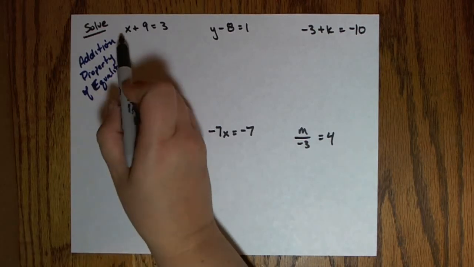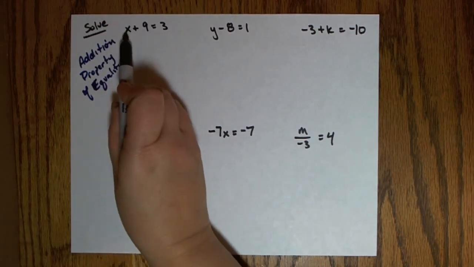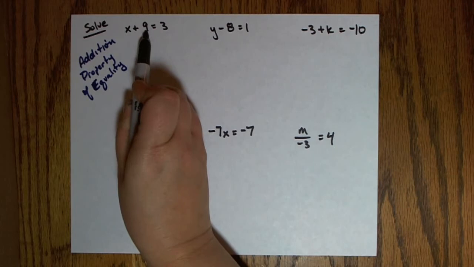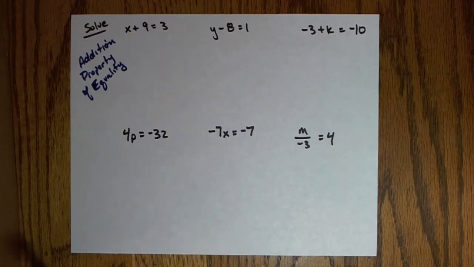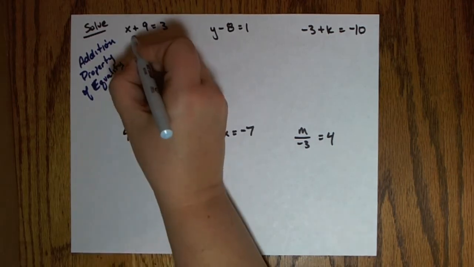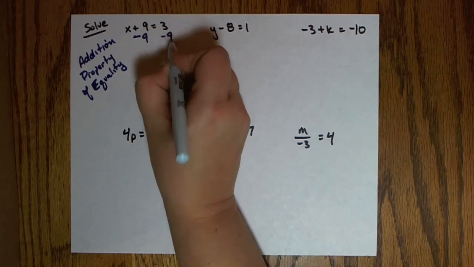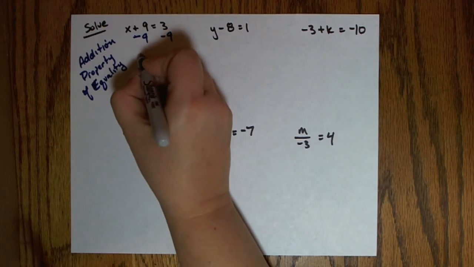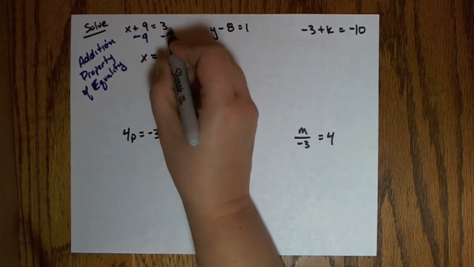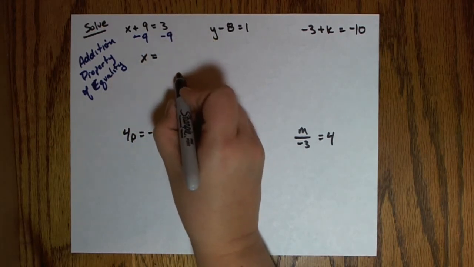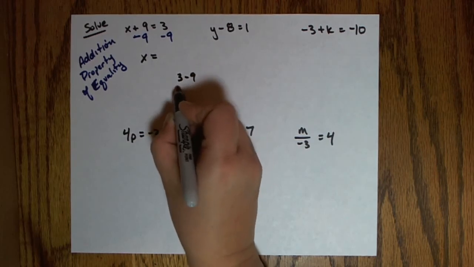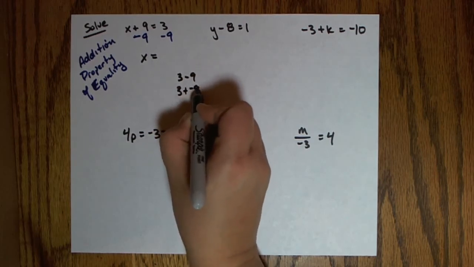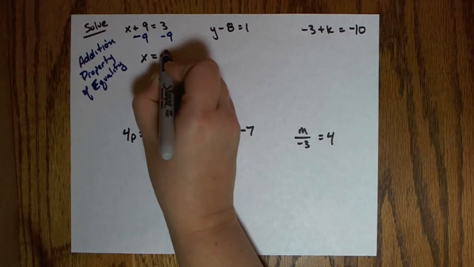So in the first problem, I want to isolate or get x by itself. And right now I have x plus 9. In order to eliminate the plus 9, I'd have to do the opposite of that, which is subtracting 9 from both sides of the equation. On the left-hand side, I have x plus 9 minus 9, which is just x. And 3 minus 9, I can take a moment and think that through. That's the same as 3 plus a negative 9, which is negative 6.